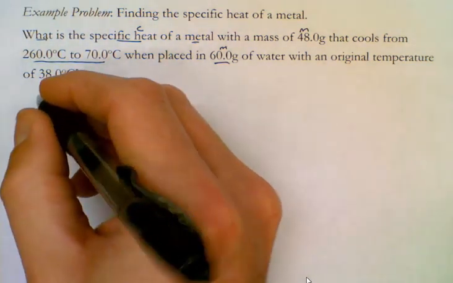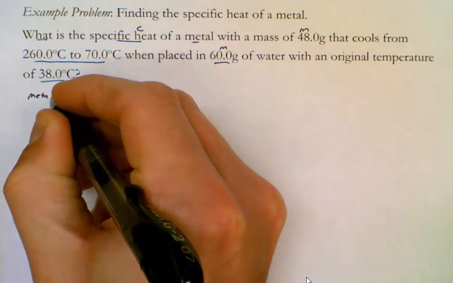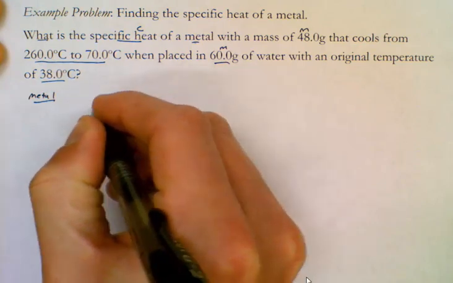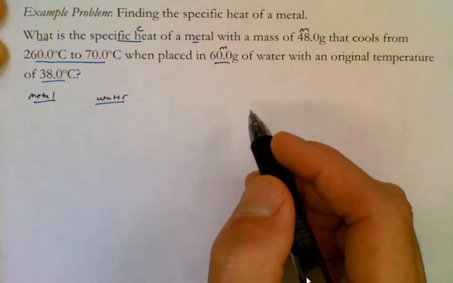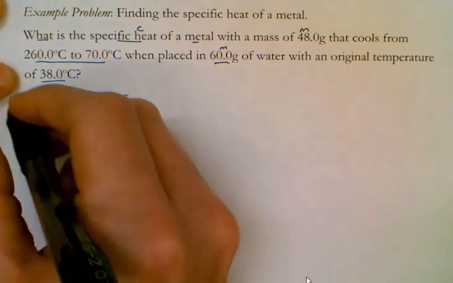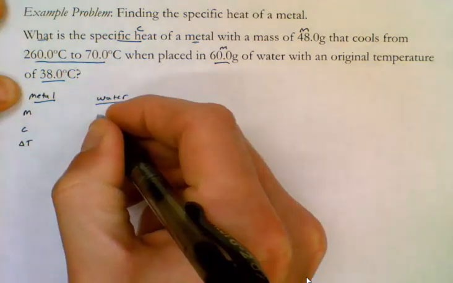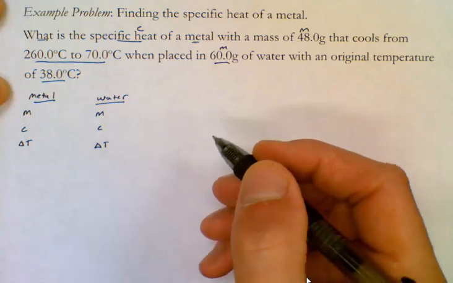So because it says two different substances, metal and then water, and also because it provides two masses, I know I'm going to be using mc delta T equals mc delta T. So I'll list these 6 variables and fill them in as I read.